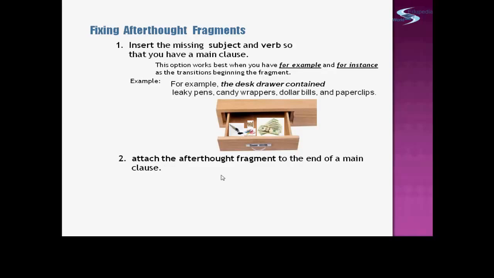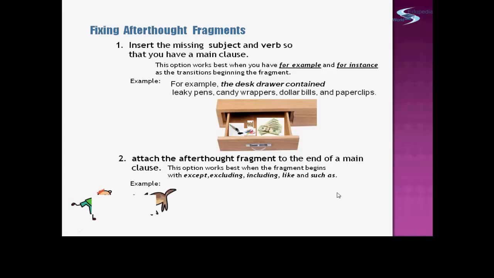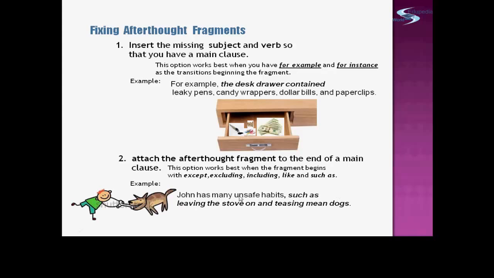Another way is to attach the afterthought fragment to the end of the main clause. This option works best when the fragment begins with except, excluding, including, like, and such. So we have an example. Jan has many unsafe habits, such as leaving the stove on and teasing mean dogs. The phrase such as is attached, so it becomes now a complete sentence that expresses a complete thought.